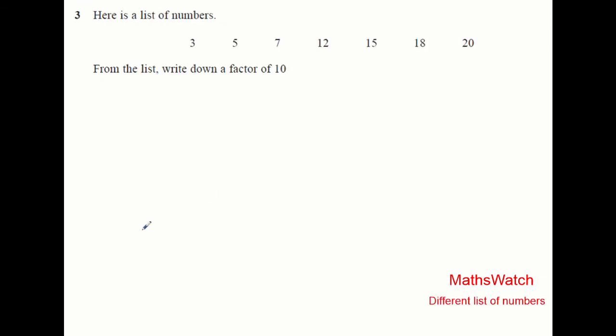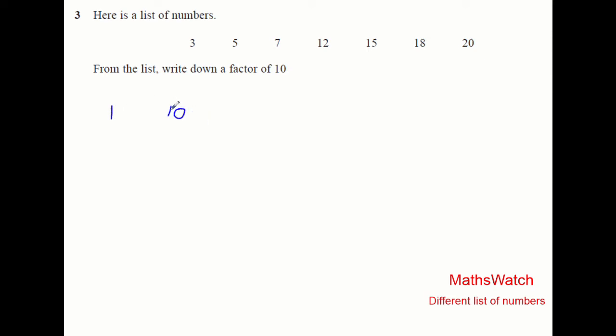Question 3. Here is a list of numbers. From the list, write down a factor of 10. A factor is a number that goes into another. So factors of 10 are the numbers that you can divide 10 by and leave a whole number answer. I'm going to write down all the factors of 10 to begin with and then see which one matches these numbers in the list. So factors of 10, the first pair of factors is 1 and 10.